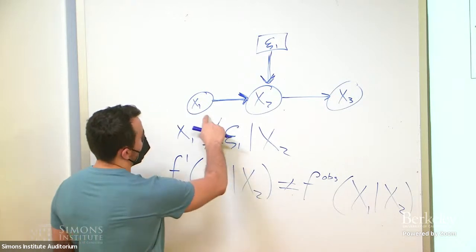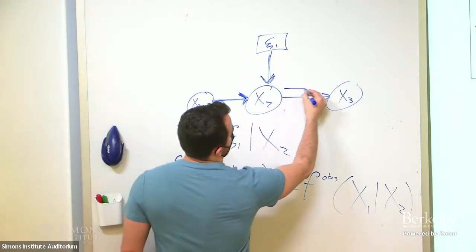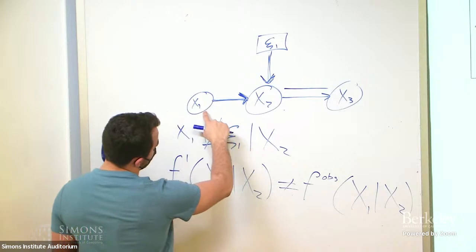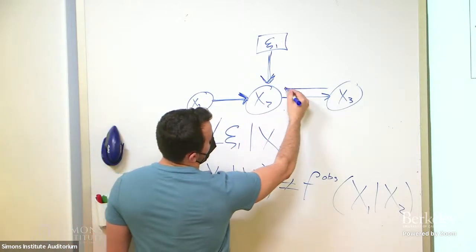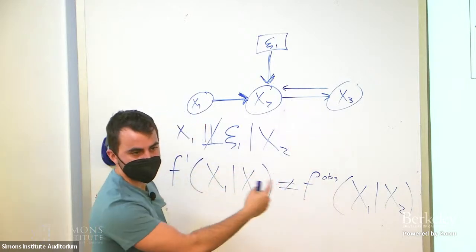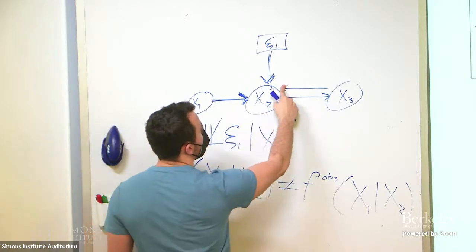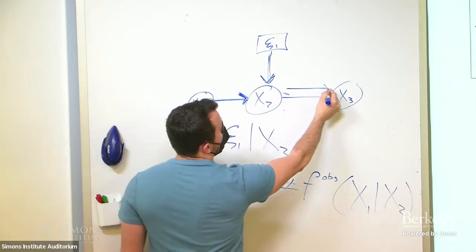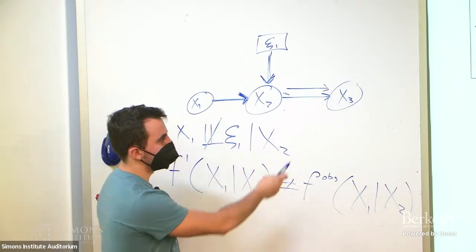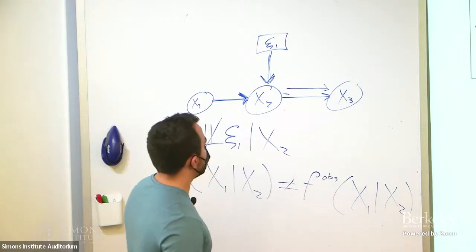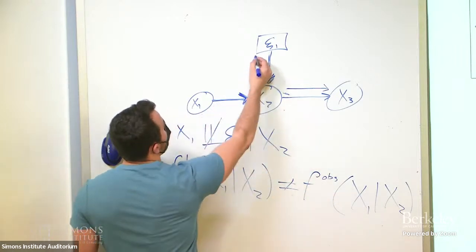So there's a Meek rule that tells us, if this edge was unoriented, and then we look at x1 goes to x2, well, we can't orient it this way because that would create a V structure between x2 and x3. So we get this oriented that way. And this is a general phenomenon, even if we have multiple interventions.